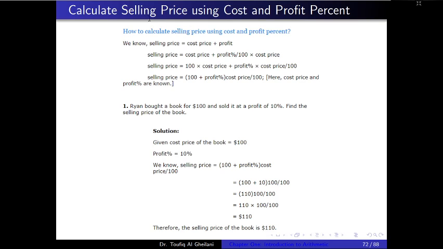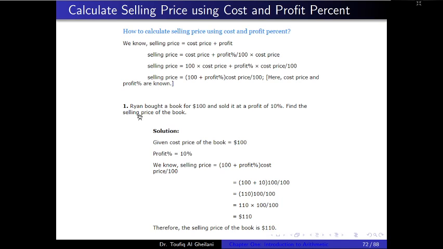Now, calculating selling price using cost and profit percent. We can use this formula: selling price equals (100 plus profit percent) times cost price, divided by 100. Here the cost price and profit percent are known.